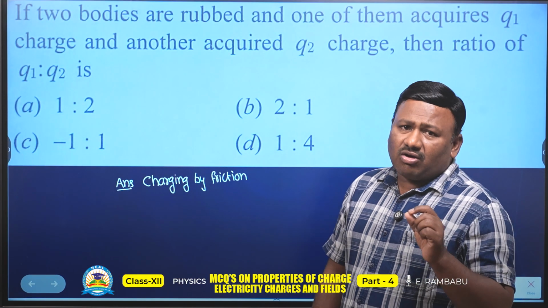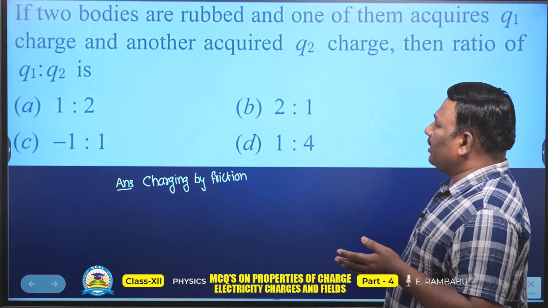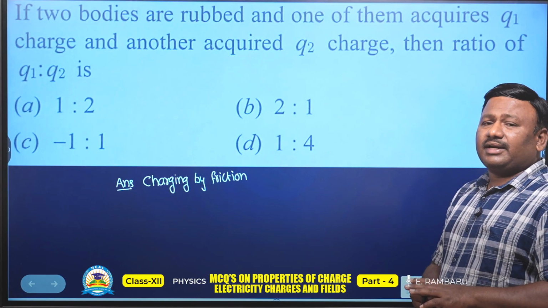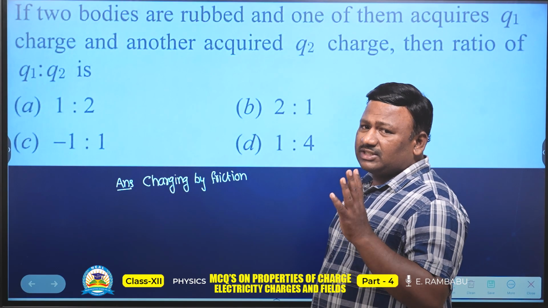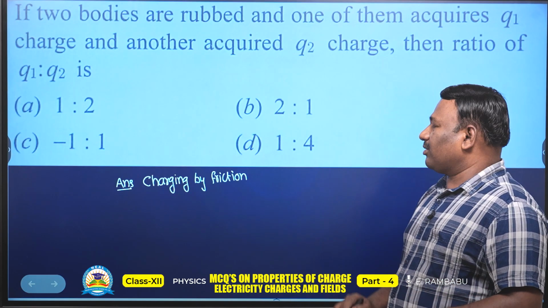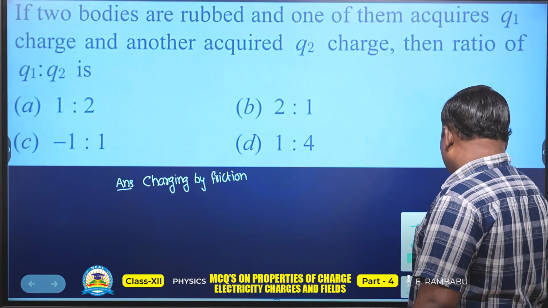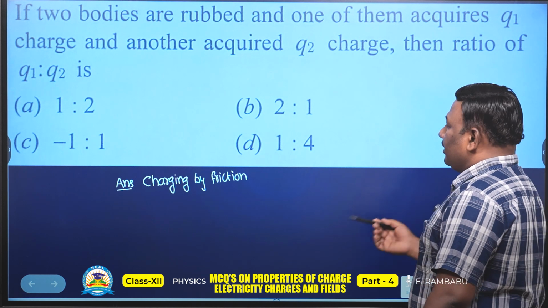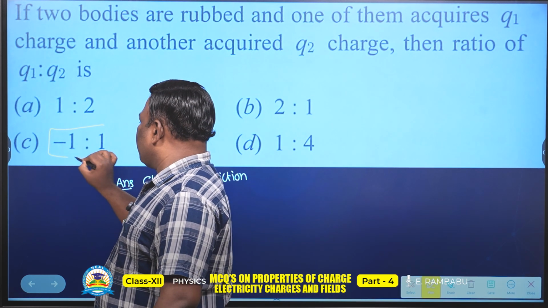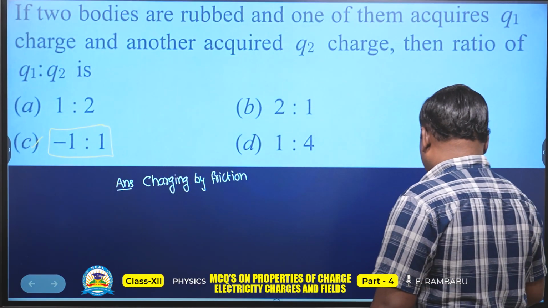a body can lose electrons and obtain a positive charge, and a body can gain those electrons and acquire a negative charge. How much charge is lost by one body, the same charge is acquired by the other body, but one becomes positive and the other becomes negative. So during charging by friction, the charges q1 and q2 are equal but opposite. Option C is the answer.